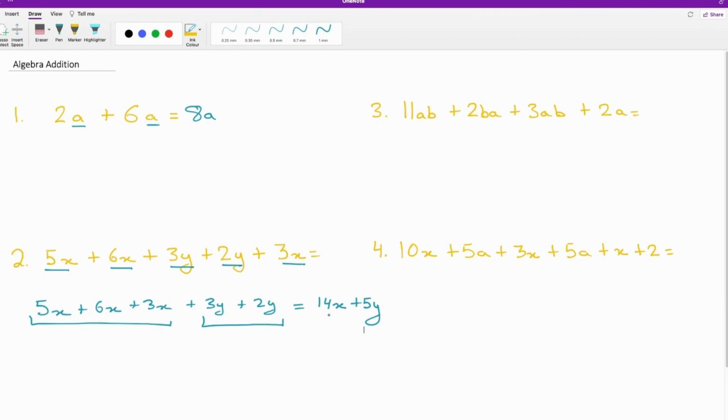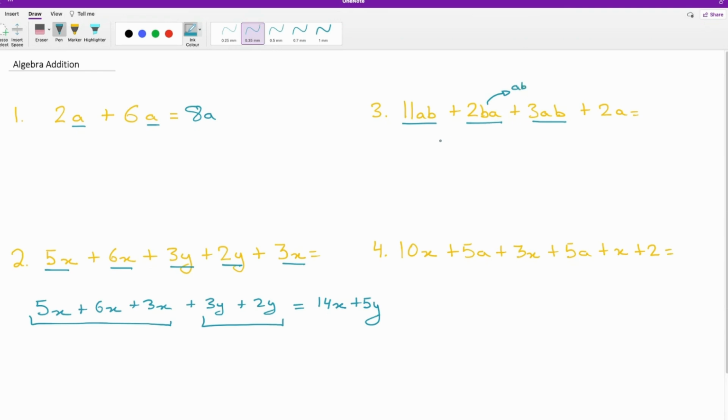Now, looking at question 3, we have 11ab plus 2ba plus 3ab plus 2a. So let's first identify where those like term groups are. So first off, it may only seem like we have 11ab and 3ab as our like terms, but don't forget we also have 2ba as a like term to these two. That's because ba can also be written as ab.